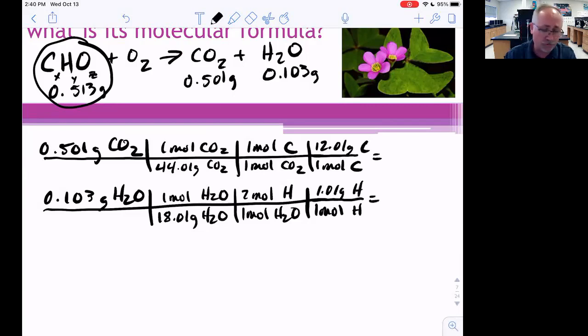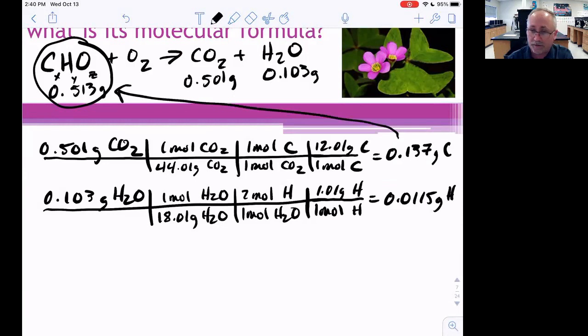And you can solve for those 2 masses. I'll just show you what they are for this one. And then I'll let you guys do the little part at the end here. So this ends up being 0.137 grams of carbon in the compound and 0.0115 grams of hydrogen in the compound. So that's what's in. These 2 things are what is in that circled amount.